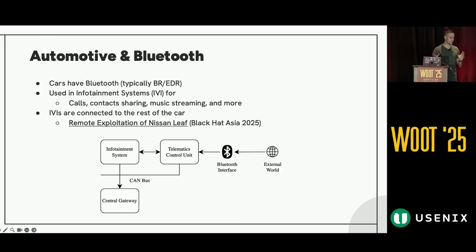Here I'm showing a very, very high-level structure of how a car can be organized. So you have the infotainment system, which is connected to the Bluetooth interface, which is an open point to the external world. And the infotainment system is then connected to the CAN bus, which is connected to the central gateway of the car, which manages tire pressures, the steering wheel, whatever. There was an example at Black Hat Asia 2025 of an exploitation on a Nissan Leaf that, through remote code execution over Bluetooth on the infotainment system, managed to take control of the car, like full control of the car. And so this is an interesting point.